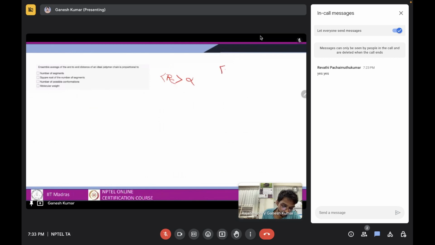So we end up with the relation RE square is equal to MB square, considering that M is the number of segments and B is the length of the segment, and this is at all L is equal to M. If you take the square root, that will be proportional to the square root of the number of segments times B. So under these options, it is proportional to the square root of the number of segments, where M is the number of segments.